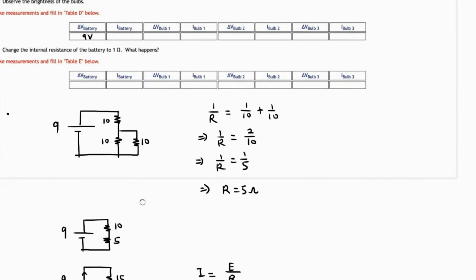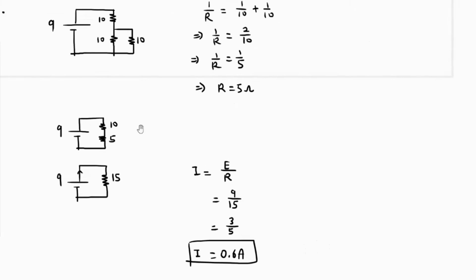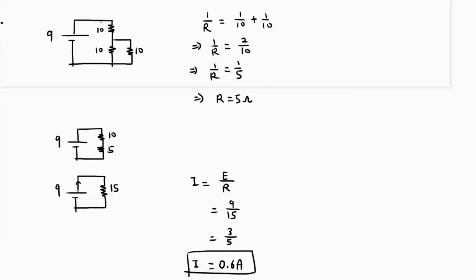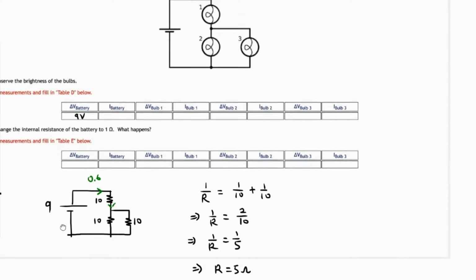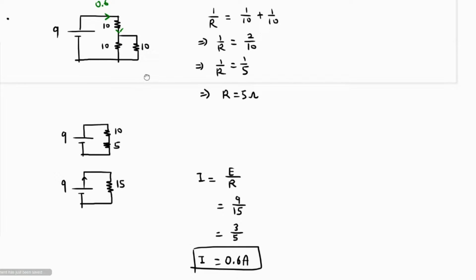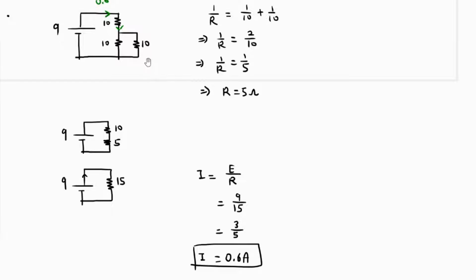What else are they asking? The potential difference and the current through each of the bulbs. So let's go back to this circuit over here. This current is 0.6, right? So definitely from bulb 1, the current will still be 0.6 ampere. The current from bulb 1 is still 0.6 ampere, and the potential difference across bulb 1 is going to be IR, right? I is 0.6, R is 10, so that's 6 volts over here.